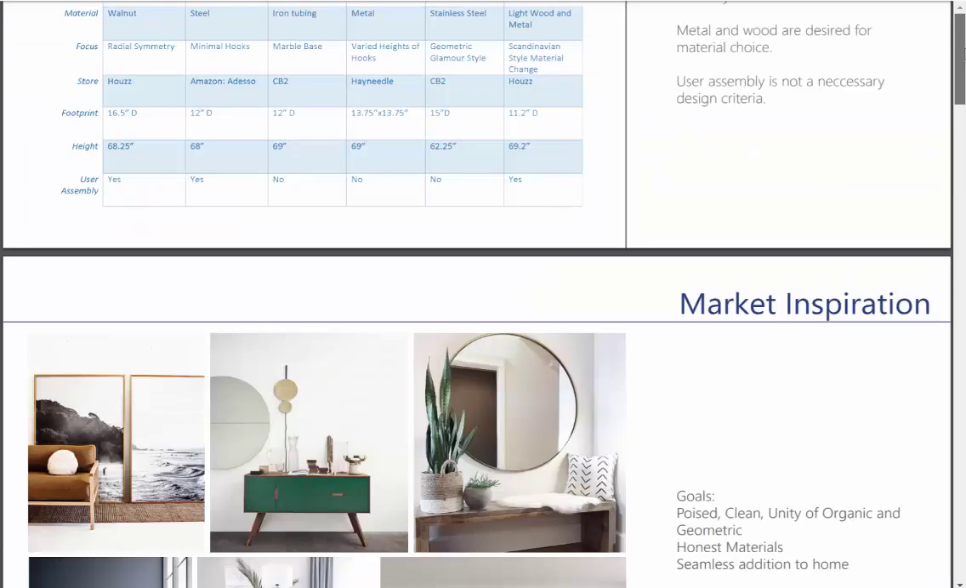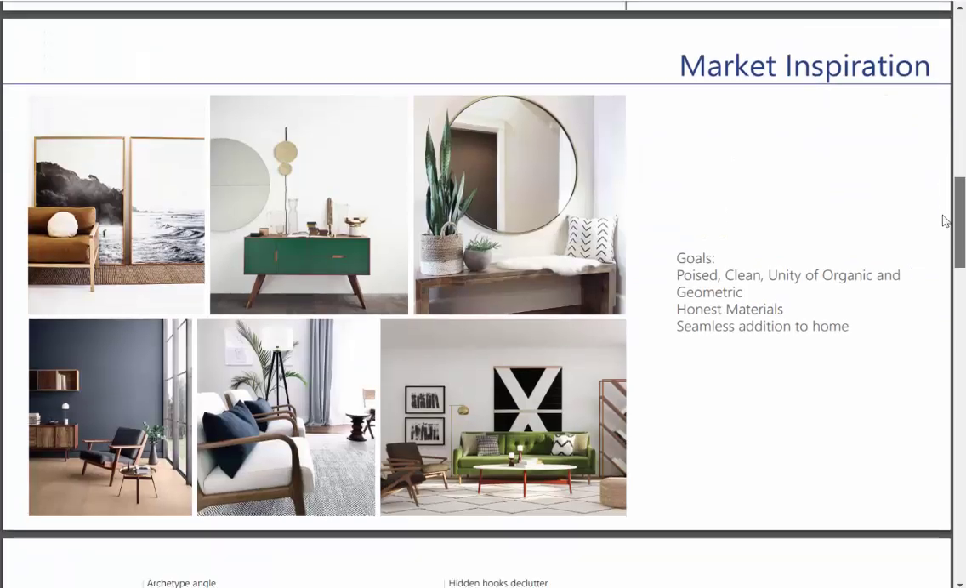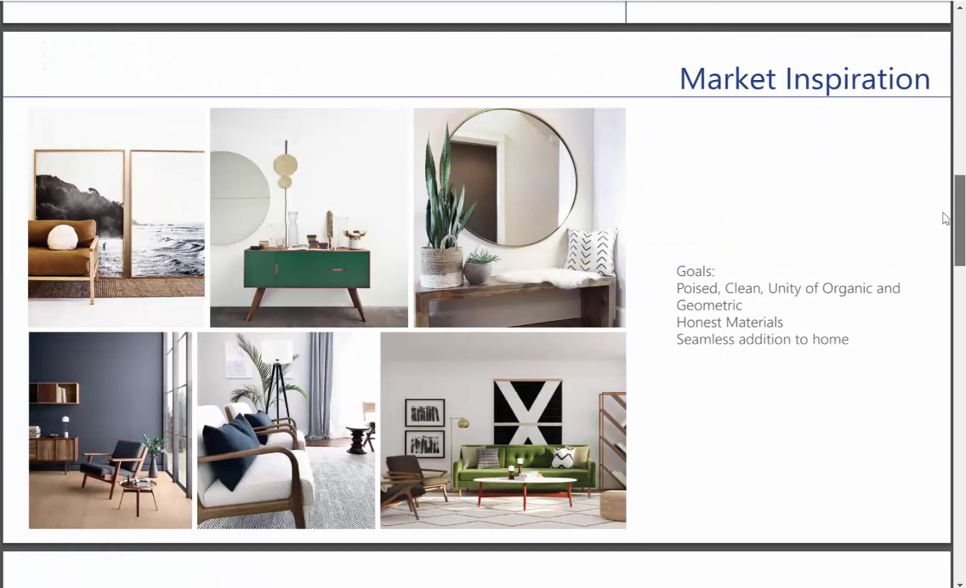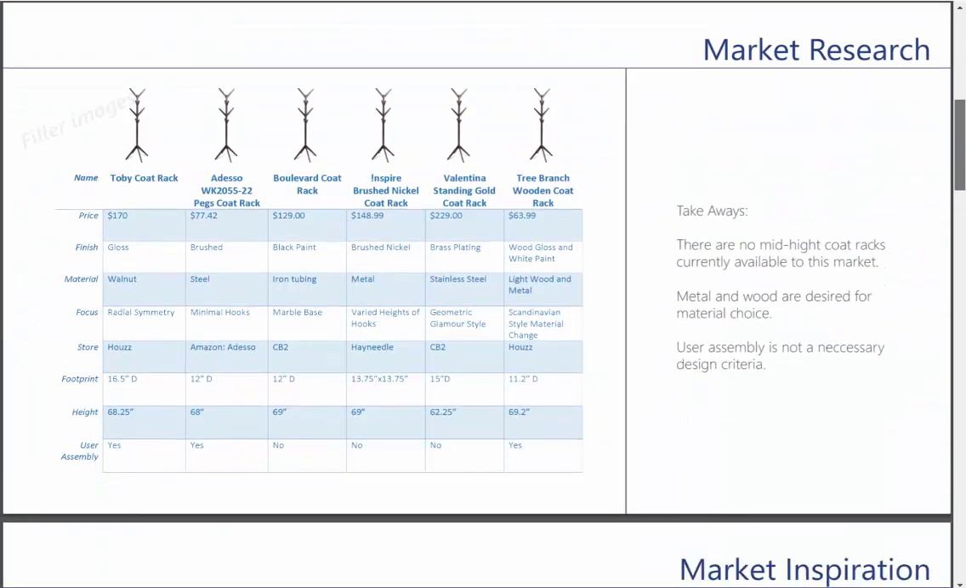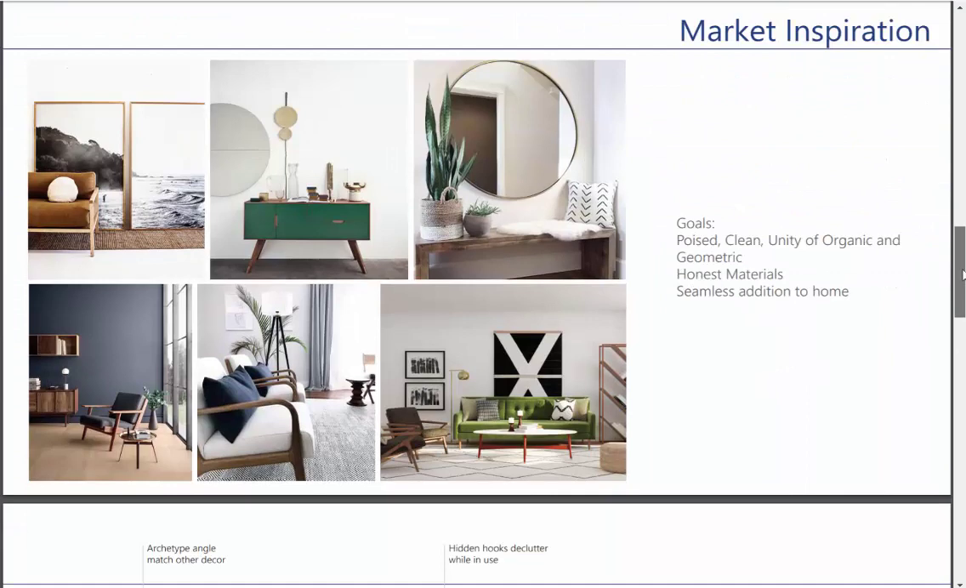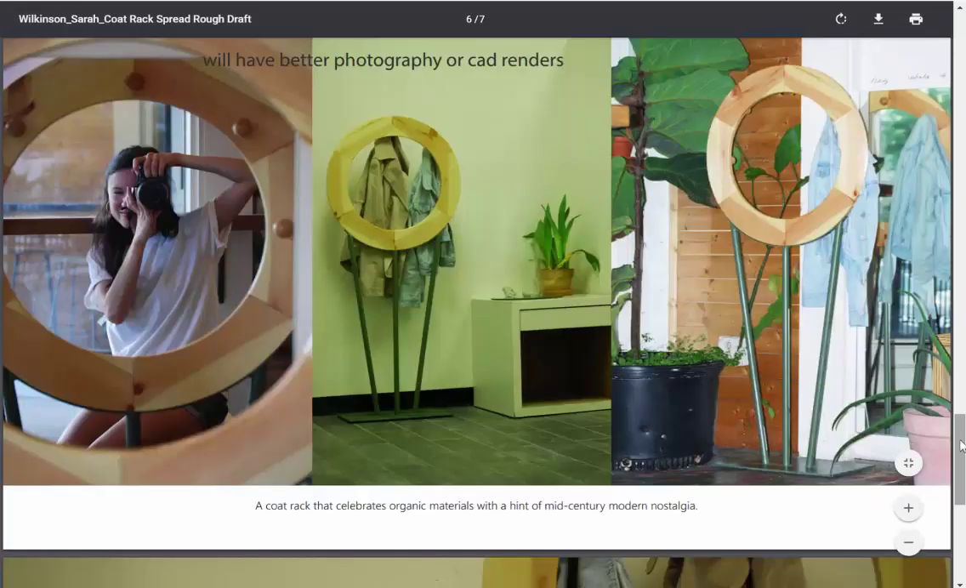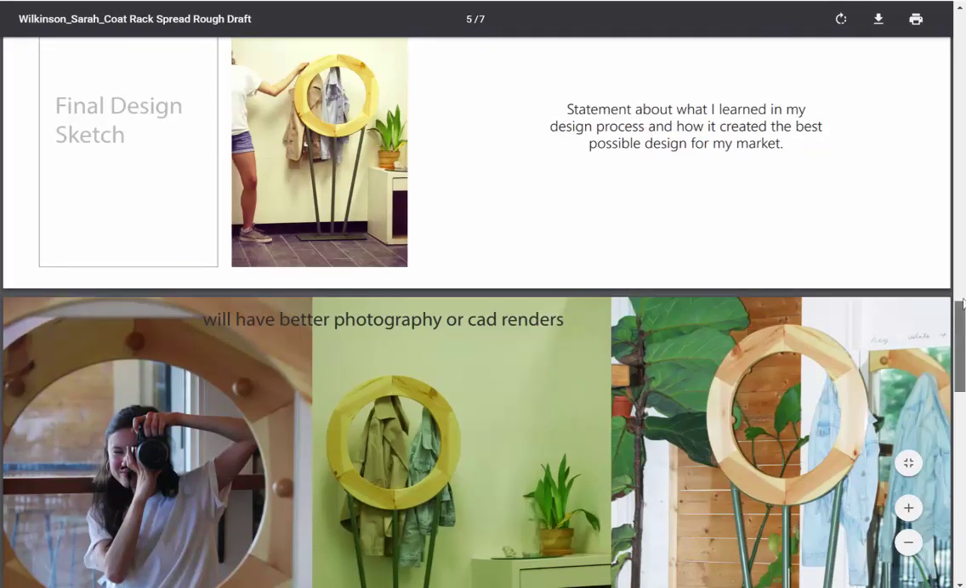So intro. What's your design brief? What are you going for? Market inspiration. Maybe market research. Still not convinced on that. Come on, quit acting broke.